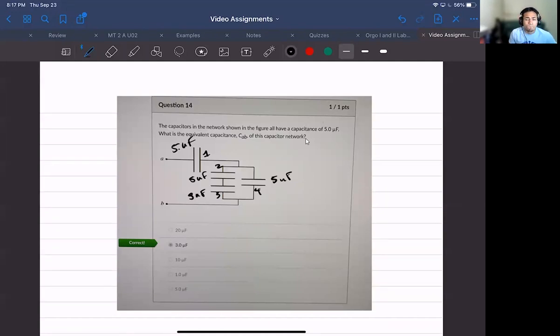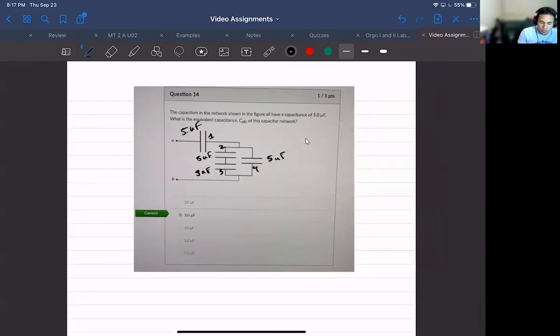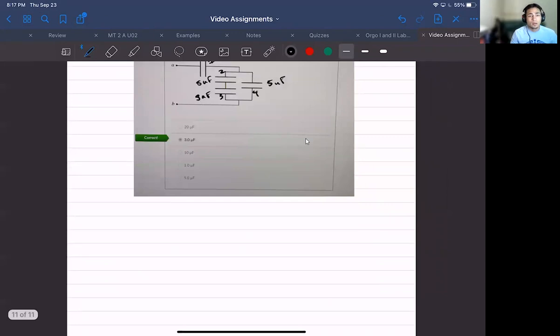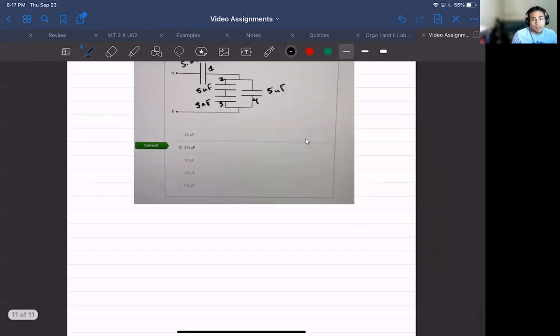So the question says that every single capacitor has the same capacitance of 5 microfarads. And for the sake of organizing the information, I just went ahead and numbered every single capacitor, right? So let's go ahead and find the equivalent capacitance, which is the overall capacitance of the network. And in order to do that, we need to again separate the parallel and the series capacitors.